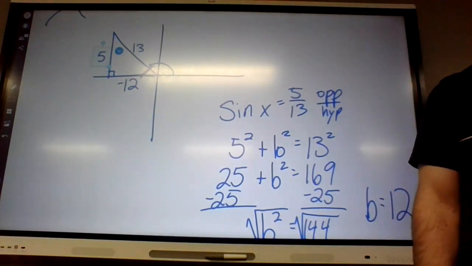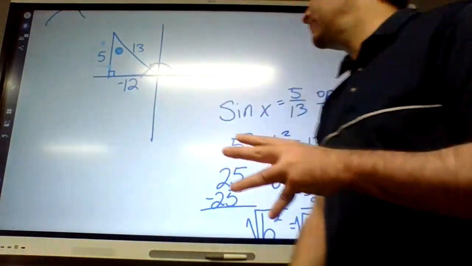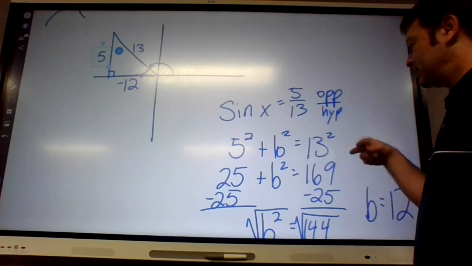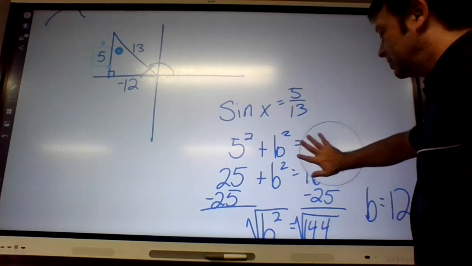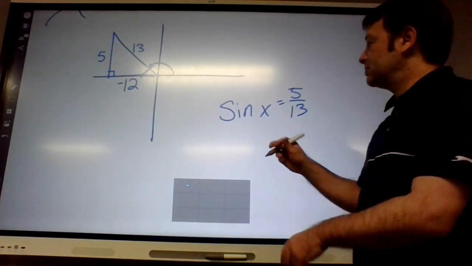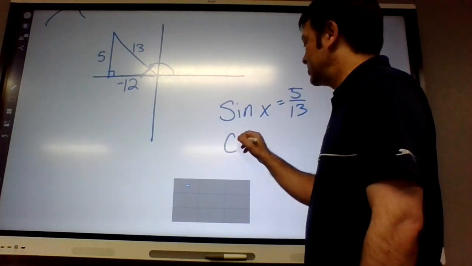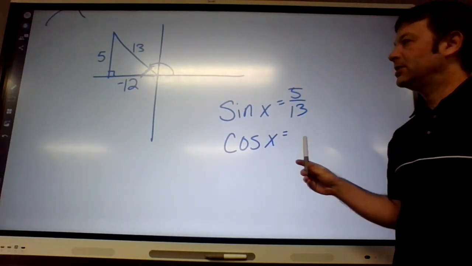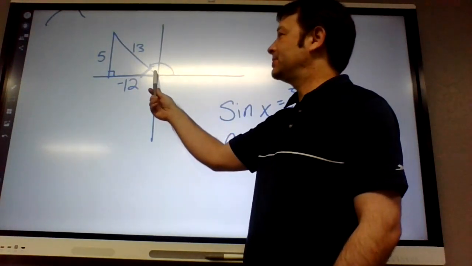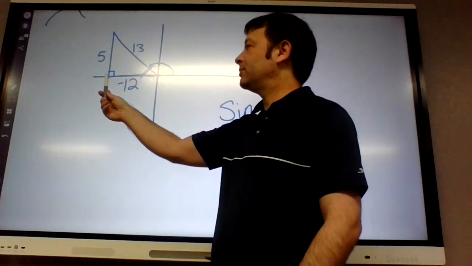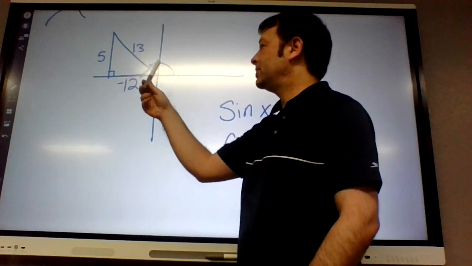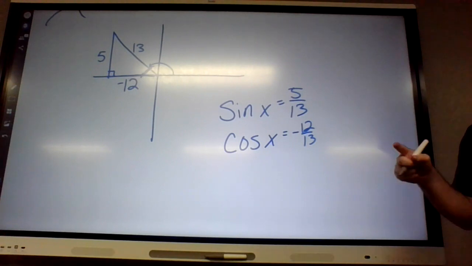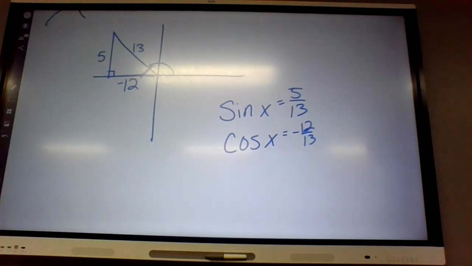So what they said to do was find the value of the other 5 trig functions. So we got sine is 5 over 13, so we need what's cosine, what's tangent. So this is SOHCAHTOA stuff. Do we need to go over SOHCAHTOA maybe? Or not? What's cosine equal to? Adjacent over hypotenuse. So what's the adjacent? Negative 12. What's the hypotenuse? 13. You could just say it's 12 over 13 and then know that cosine is negative in the second quadrant. That would work too.